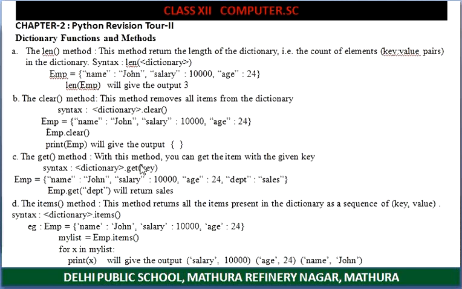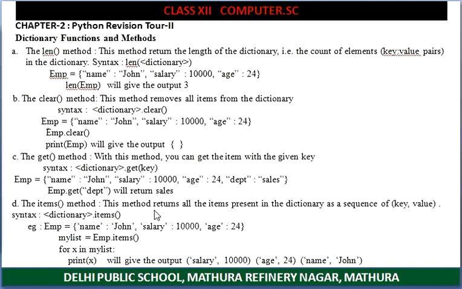Then get method. With this method you can get the item with the given key. So here syntax is dictionary dot get key. You have to pass the key and it will return the value. EMP is a dictionary: name John, salary 10,000, age 24, department sales. So here we are passing the department and it will return the sales.